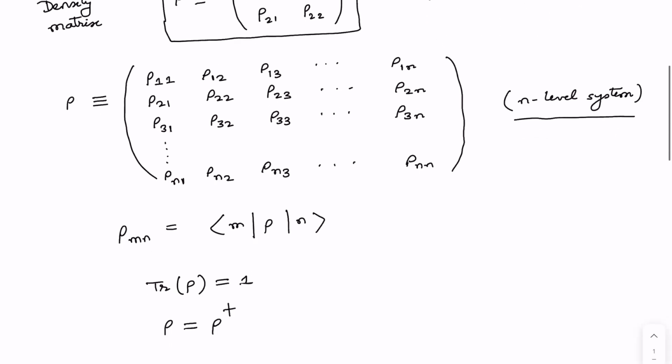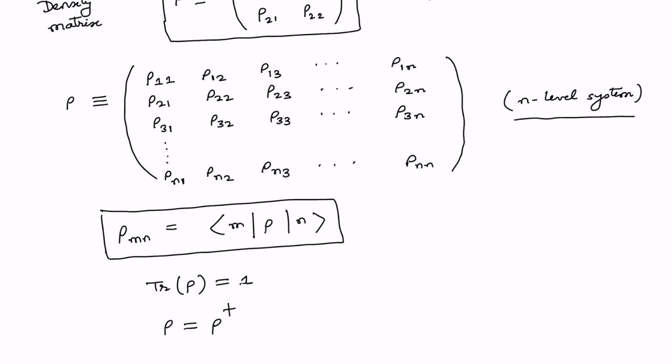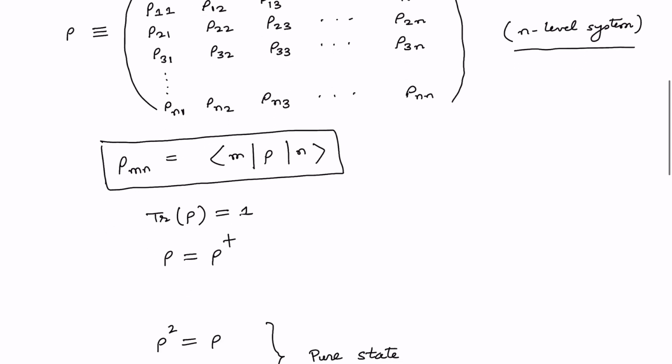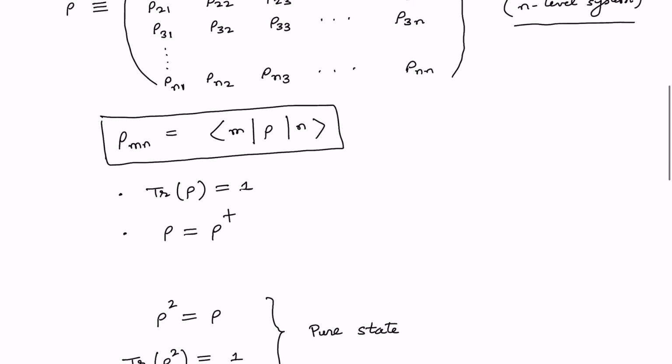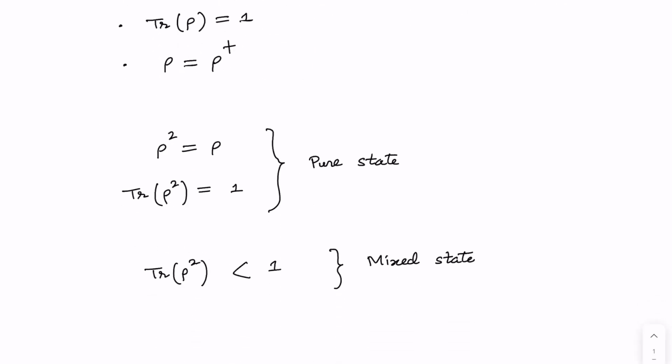And this is how we can represent the matrix element of a density operator or a density matrix. Also, we learned that trace of rho is equal to 1, because the diagonal elements in the density matrix represent the populations, and the off-diagonal elements represent coherences, or the relative phase between two states. And also we learned that rho is equal to rho dagger. That means the density matrix is a Hermitian matrix.